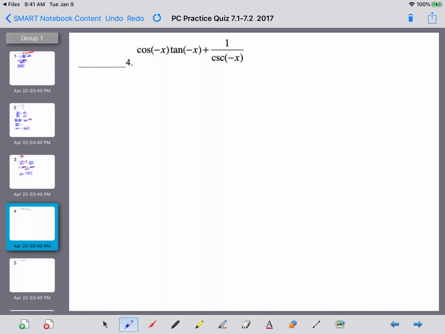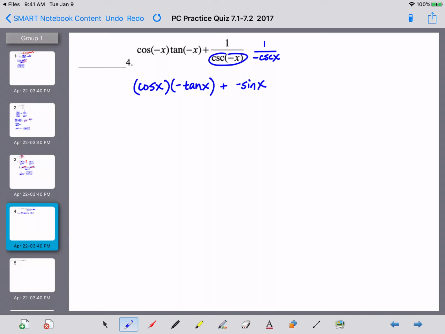Okay, let's move on to number 4. So we're going to use those even odd identities to get rid of all these negatives. So that's our first step. So cosine of negative x is the same as cosine x. Tangent of negative x is negative tangent x. And then 1 over cosecant is just sine. So this right here would be negative cosecant x using our even odd identities. But I'm just going to rewrite this as plus negative sine x. This is 1 over cosecant.